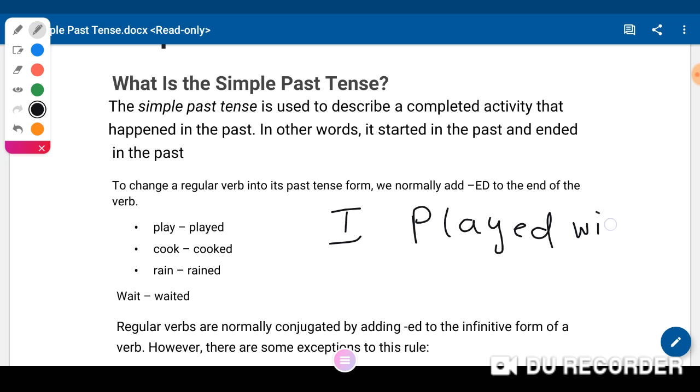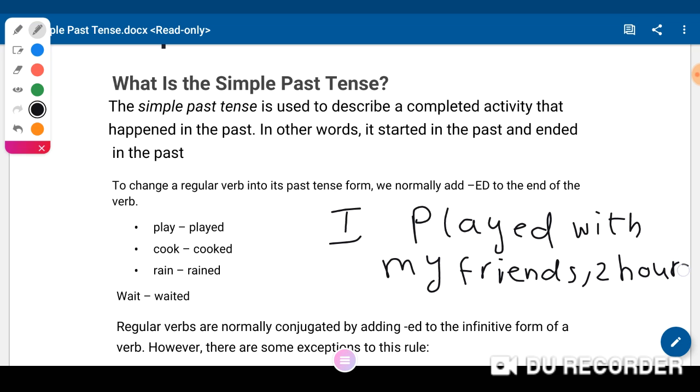with my friends two hours ago. Okay, so the word ago here refers to the fact that this happened in the past. Okay, I played with my friends 2 hours ago. So it happened and it's over in the past. It started and finished in the past, 2 hours ago.